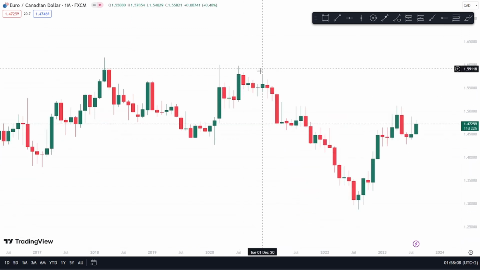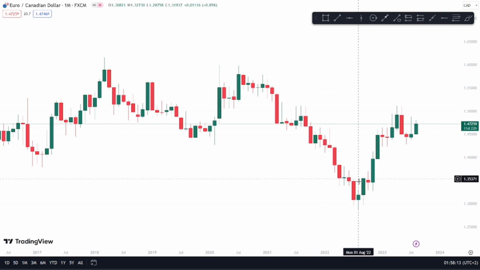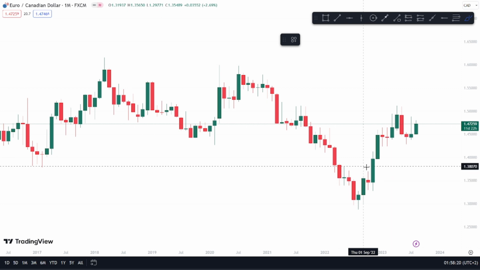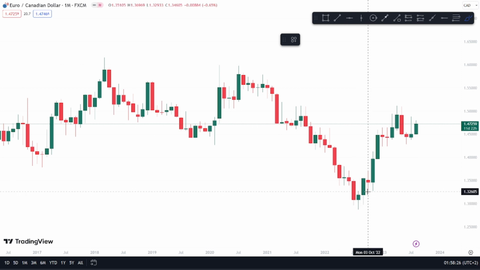You can clearly see that right here the market was pushing to the downside, making lower lows and lower highs, and all of a sudden we had this strong push to the upside, and we had this nice bearish candle right here, which told us that price was low, and that's when we can start buying with the market.